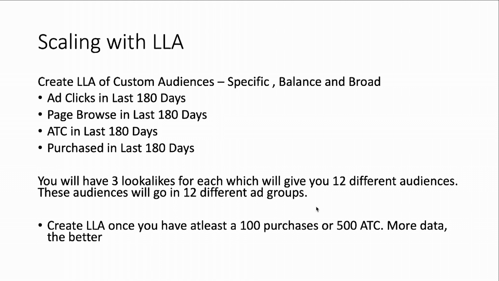So in this one, you create a lookalike of the following four custom audiences, which is those who clicked on your ad in the last 180 days, those who saw your product in the last 180 days, those who added the product to the cart in the last 180 days, and those who made a purchase from you in the last 180 days. Now, in each of these audiences, you can create three lookalike audiences, which is specific, balanced, and broad. This will give you 12 different audiences to test.